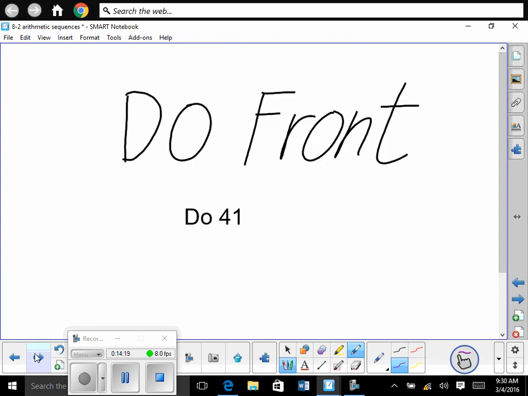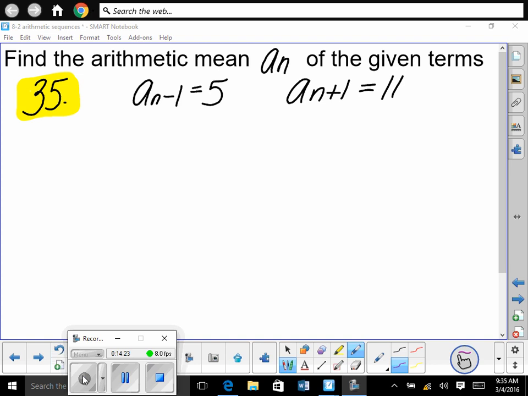Okay, so do the front and then do 41. It's not new to us, but I'll let you finish it up, and we're not doing the whole worksheet. So you'll be able to finish this by the end of class. So I'm doing problem number 35 on the back. Read the directions. It says, find the arithmetic mean a sub n of these given terms.